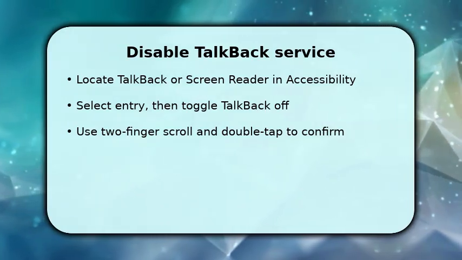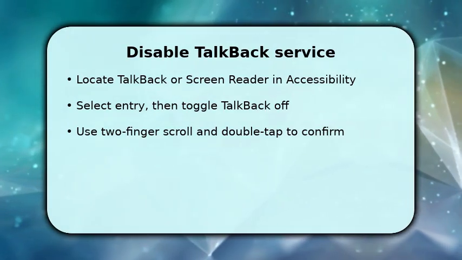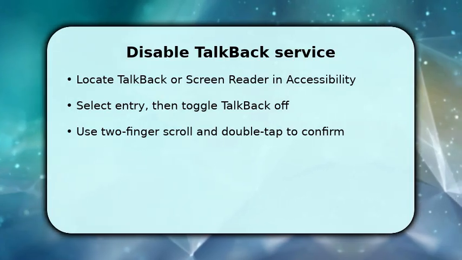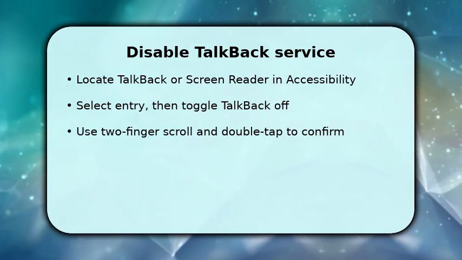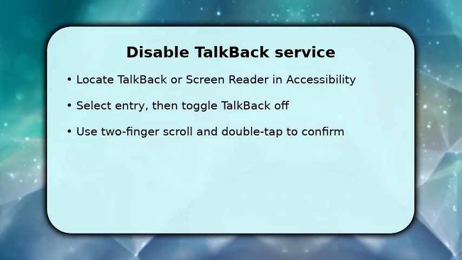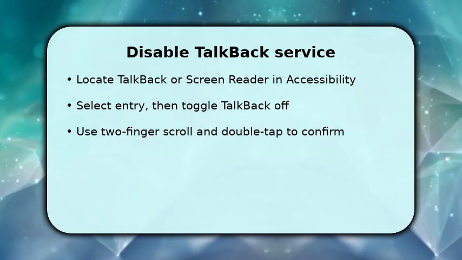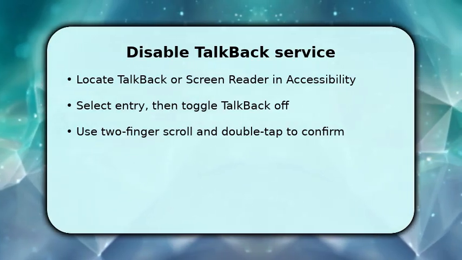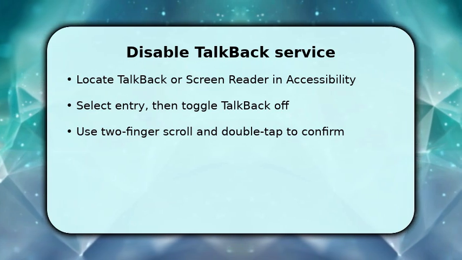Toggle the switch off. A confirmation dialog appears because disabling changes navigation behavior. Confirm with the on-screen button using a double tap. Disabling stops spoken feedback and restores single-tap navigation, which is why Android requires confirmation to prevent accidental changes.